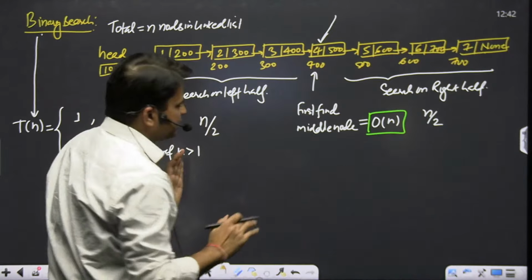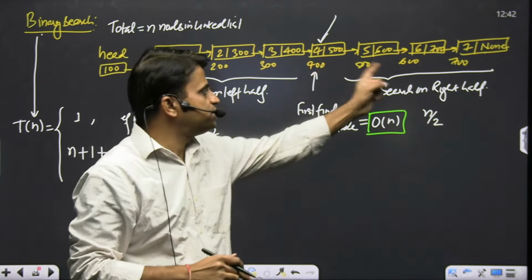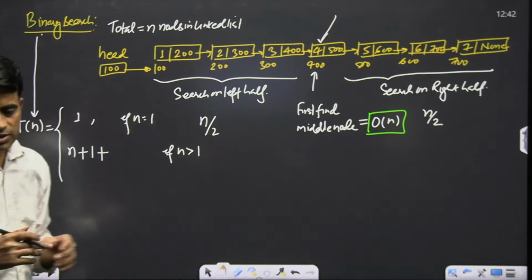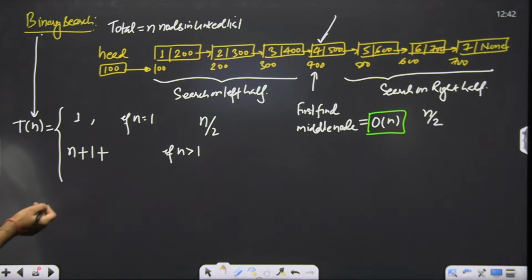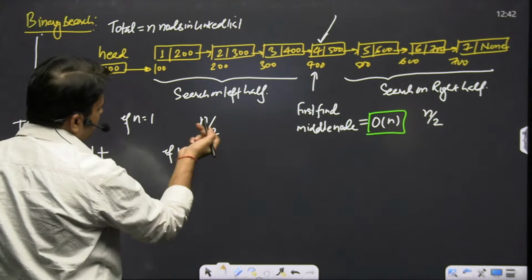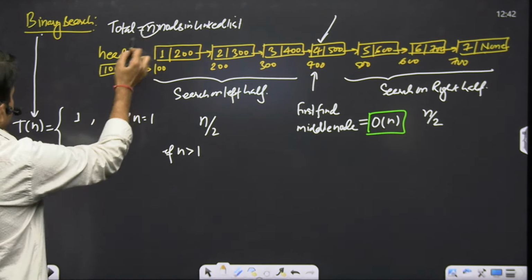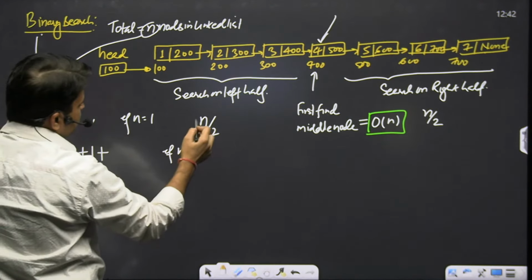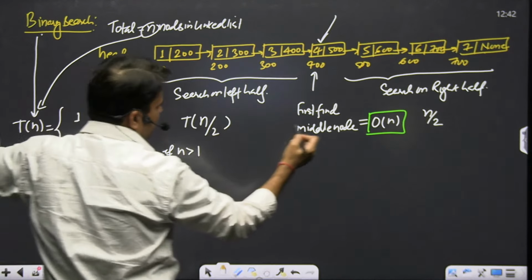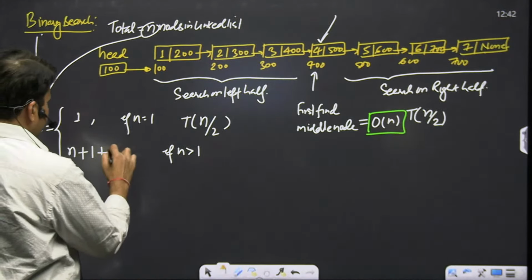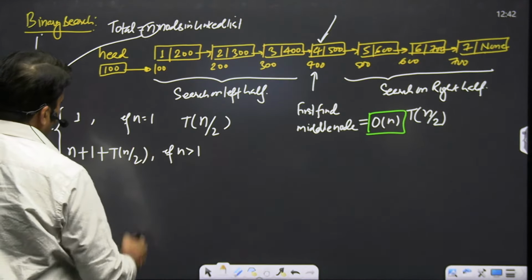not in both directions. If the key is greater than 4, then search on the right-hand half. If the key is less than 4, search in the left-hand part, right? So you can search either the left half or the right half. How many nodes are in the left half or right half? n by 2. For n elements, this is T(n). For n by 2 elements, it is T(n/2), either in the left half or the right half. So you consider only one side.